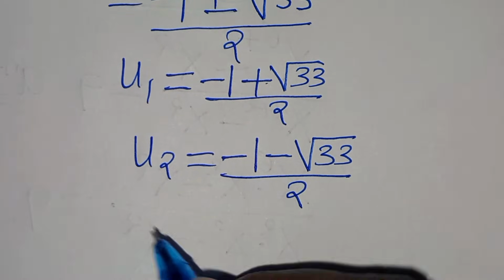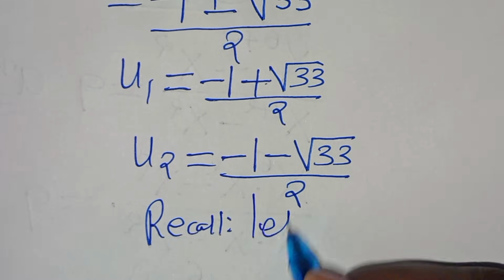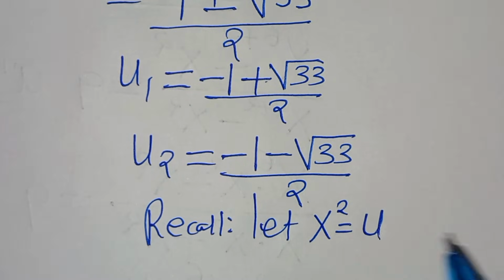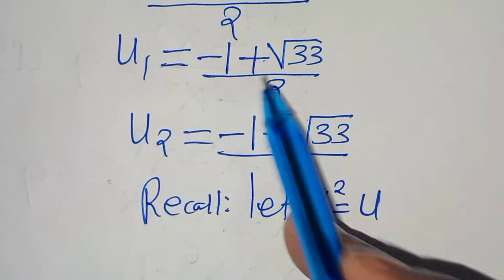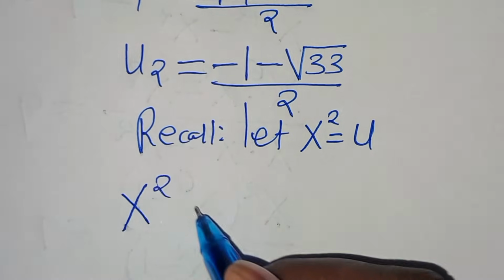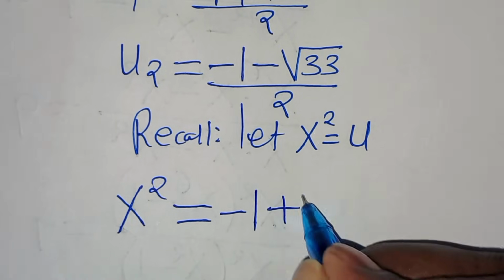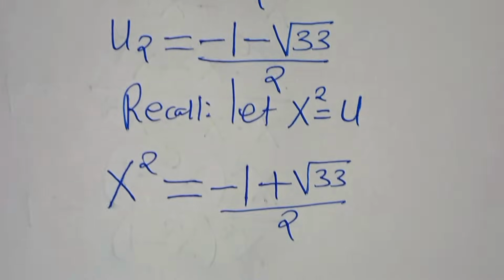Now, if you recall, we had said that let x to the power of 2 be equal to u. So let's start with u1. Let's substitute u1 so that we have x to the power of 2 equal to minus 1 plus the square root of 33 divided by 2.